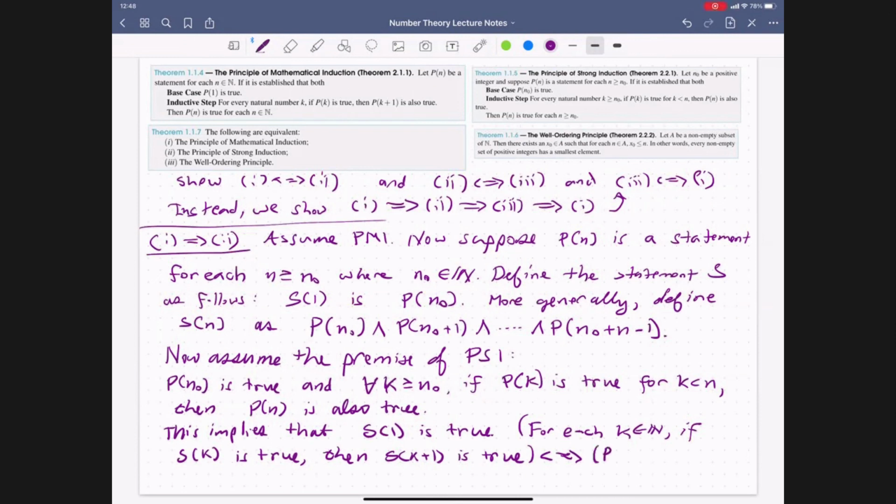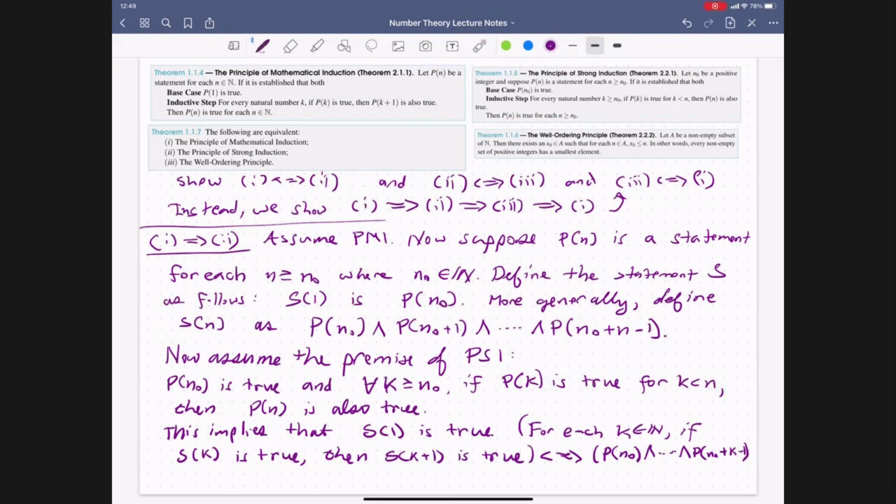Because of the way that we define S of k, this is the conjunction P of n naught and all the way until we get to P of n naught plus k minus 1. But by assumption, we have that P of k is true for k less than n. This is the premise of the principle of strong induction. So we have that P of n naught is true, P of n naught plus 1 is true, all the way to n naught plus k minus 1. And if that's the case, then so is k plus 1. So here it was for all k less than n. In our scenario, we're looking at n as k plus 1. So in our case, n is equal to k plus 1.